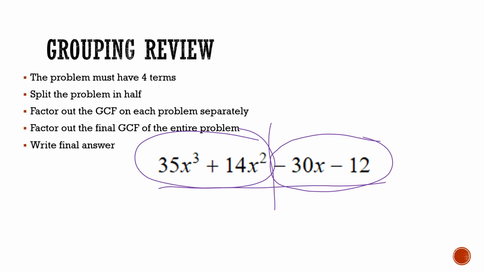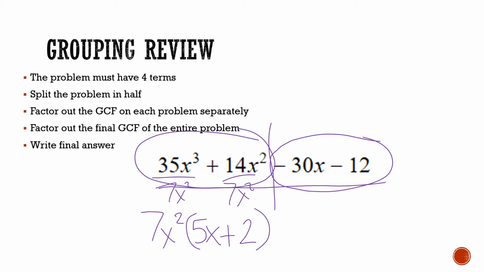Okay, and when I look at 35 and 14, the greatest number that they have in common is 7. And then they have 2 x's in common. Okay, so I'm going to divide out 7x squared on each of those terms. So 35 divided by 7 is 5. There were 3 x's. I'm taking 2 out, so there's 1 left. And then 14 divided by 7 is positive 2, and there were 2 x's, and I took both of them out, so there's nothing left there. So there's my first half.